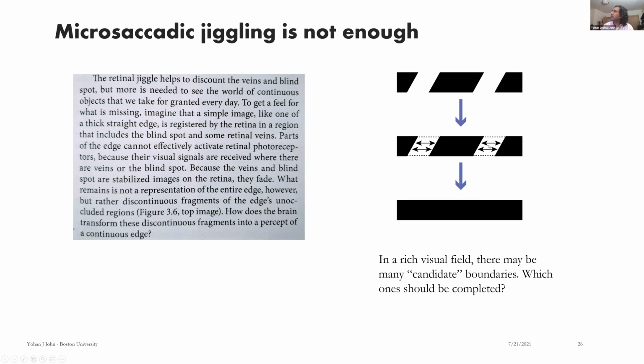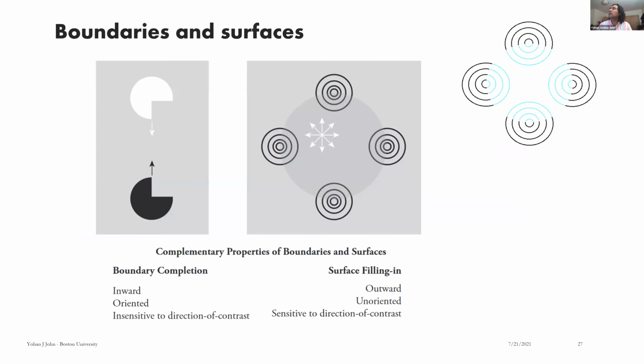And so this is his, I redrew this diagram, but his idea is that across the holes, there's a kind of active process, field lines that fill in at the boundary that you see, and that's the math that we'll eventually look at. So what does the visual system do with boundaries? It creates surfaces. So there's a complementary set of processes here. The boundary completion he describes as inward. I don't know whether inward is a very good term.